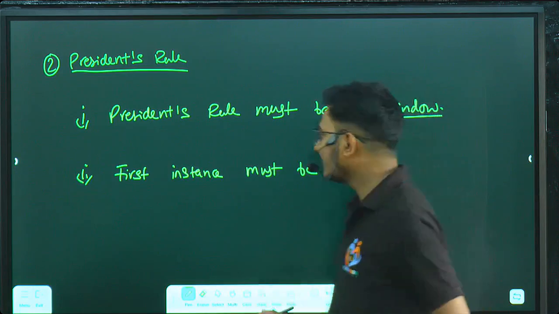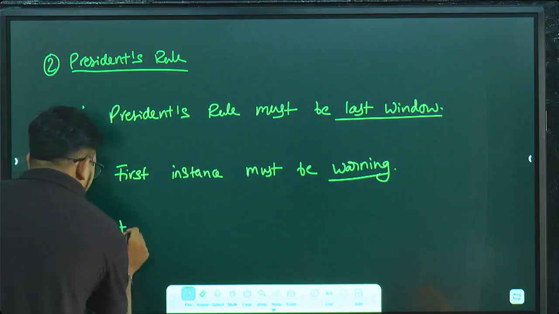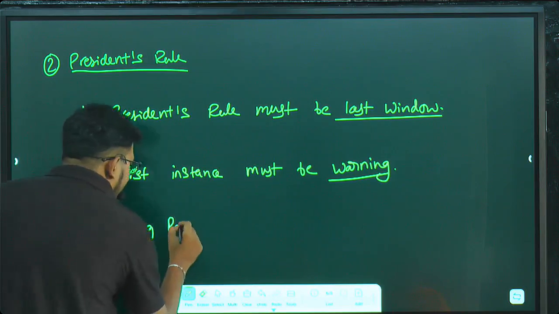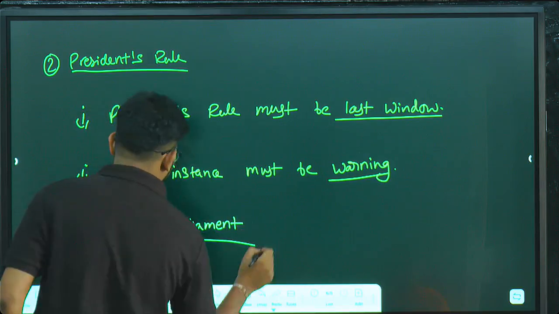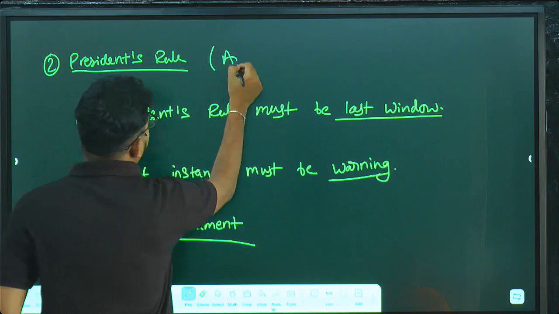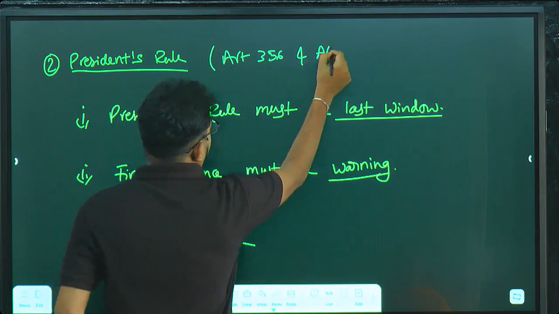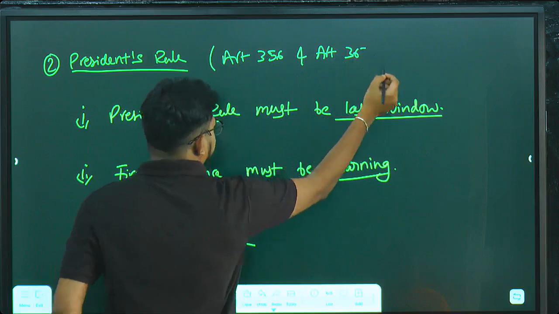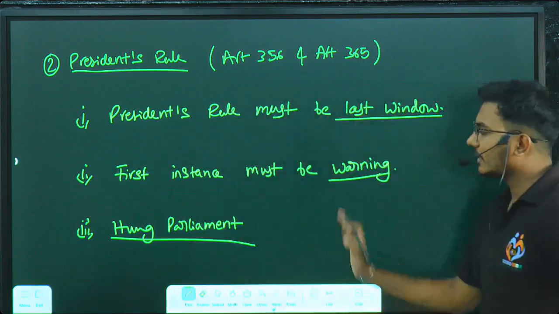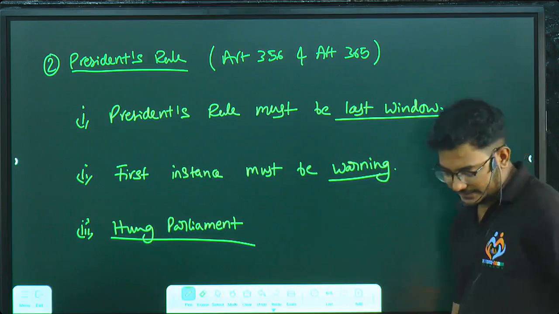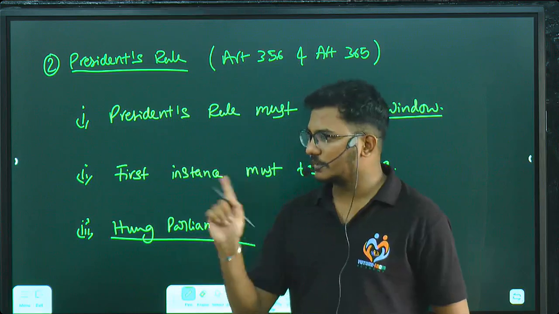Okay. Let's say if there is a hung parliament. In the hung parliament case also, we can implement president's rule. Yes or no? Here, Sarkaria Commission is suggesting the government. See, whenever there is a hung parliament case, don't go with president's rule.